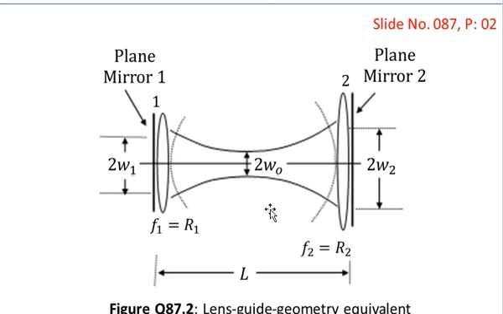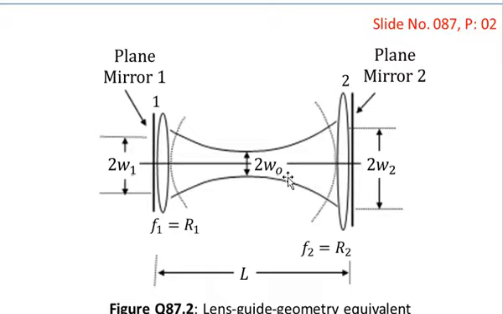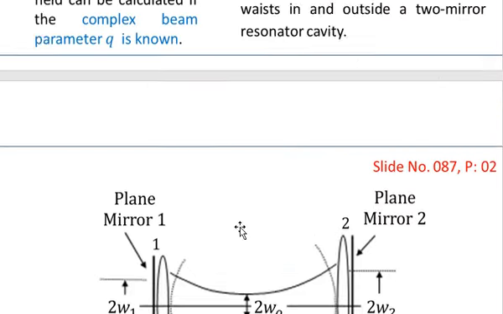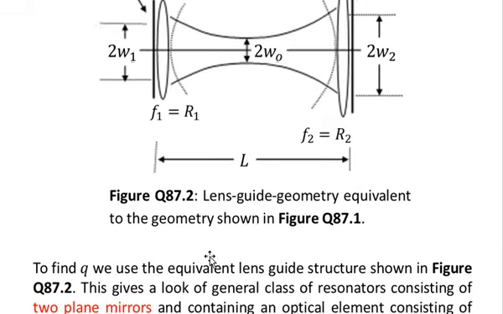And the beam waists are the same that we have shown in figure number 1. 2W1 is the beam waist at the location of mirror 1 and 2W2 is the beam waist at the location of mirror 2 and 2W0 is the beam waist within the resonator. L is the separation between the two resonator mirrors. You see that we shall be using this geometry in order to do our calculations. And you see that here we have stated the field can be calculated if the complex beam parameter Q is known. So we have to find the value of Q for this geometry.